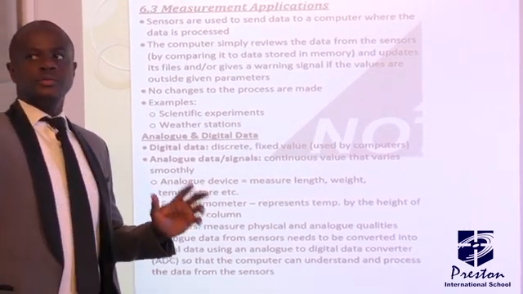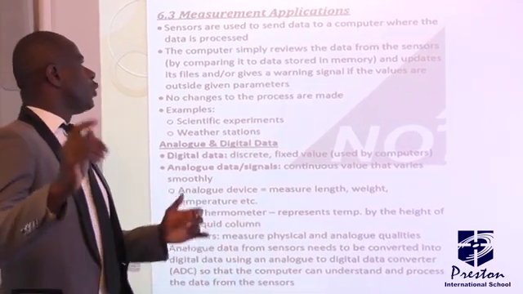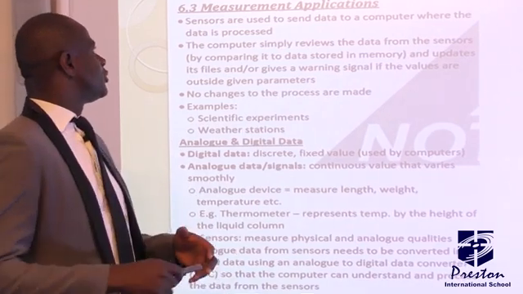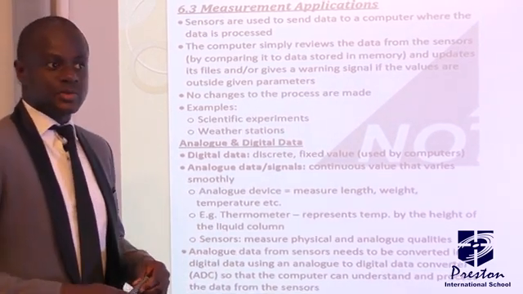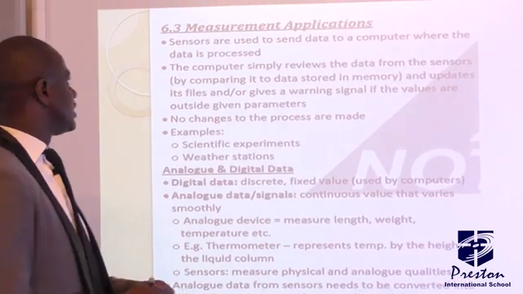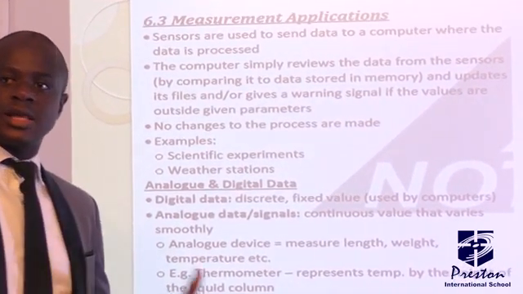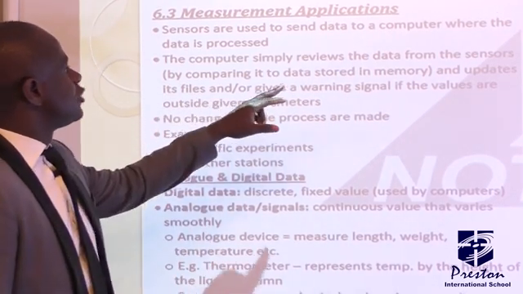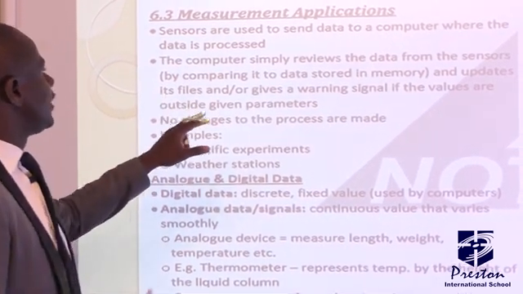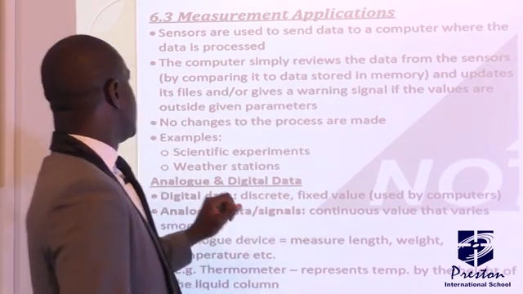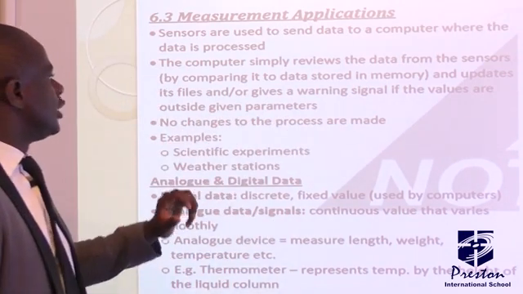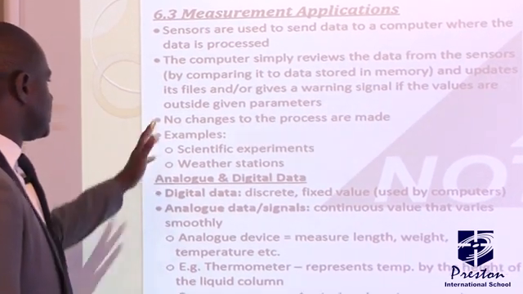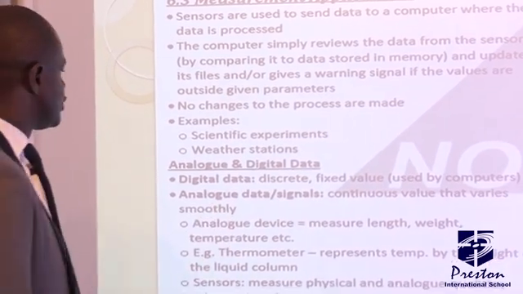Now, how do measurement applications work? We have sensors. What do the sensors do? They send data to the computer where the data is processed. So they measure properties and they send it as data. Properties such as temperature, wind speed, pressure. The computer simply reviews the data from the sensors by comparing it to data stored in memory and updates its files or gives a warning if the values are outside of the given parameters. Okay, and I've mentioned some of the examples where we use measurement.